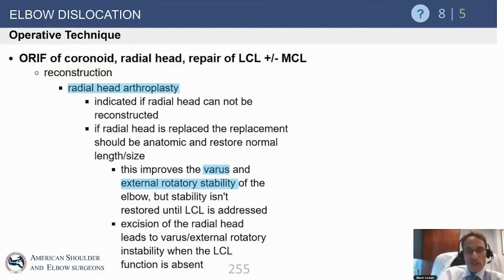From the lateral side, you look at the ulnohumeral joint, you look at the coronoid, and you make sure the coronoid is touching the humerus. You make sure the lateral side of the ulnohumeral joint is concentric, and then you measure the length from the capitellum to the radial neck that has been fractured. That's how you ensure that you don't overstuff or over-lengthen the lateral side.